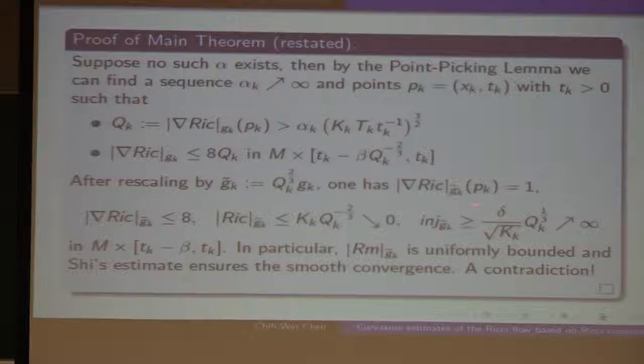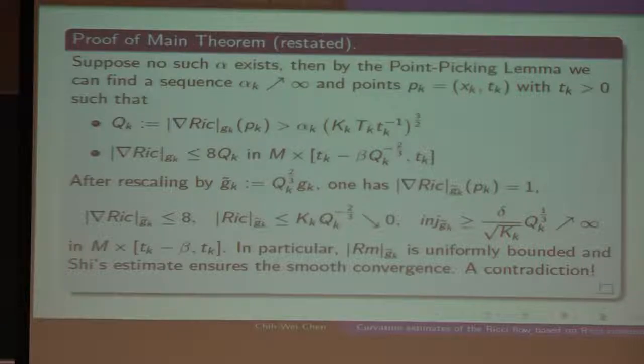So once you have this, then you can have a harmonic radius, and under the harmonic coordinate, you have this control, so you can see that the curvature operator is uniformly bounded. Okay, and by Shi's estimate, you know all the higher derivatives of Rm are bounded. So you have a smooth convergence. So smooth convergence will tell you that in the limit, this is 1 and reach is 0. So this is a contradiction.